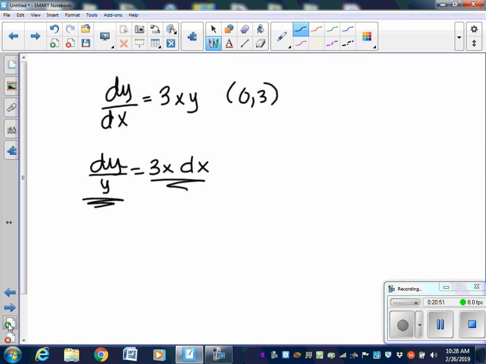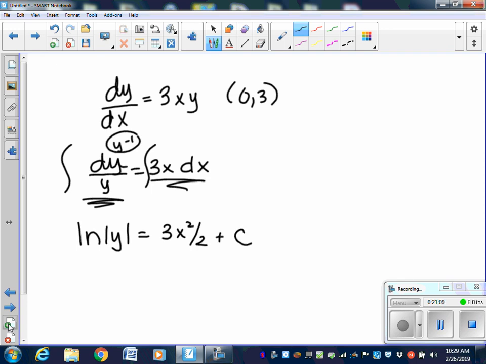The dx and the dy have to be in the numerator. The other ones do not have to be in the numerator. After you separate, integrate both sides. When you integrate y to the negative 1, it ends up being the natural log of y. And this is 3x squared over 2 plus c. Once you get that, you have to use the 0 and the 3. It's the natural log of the absolute value of y, which is the natural log of 3.